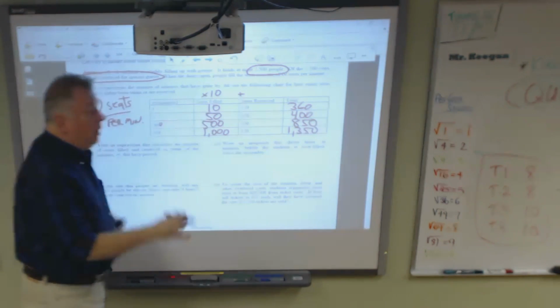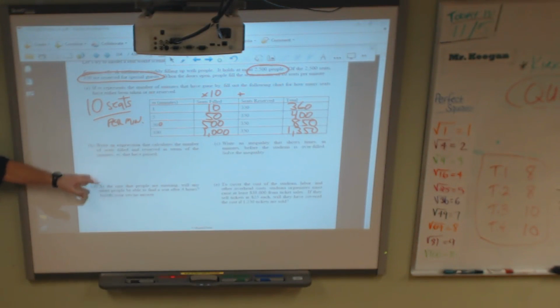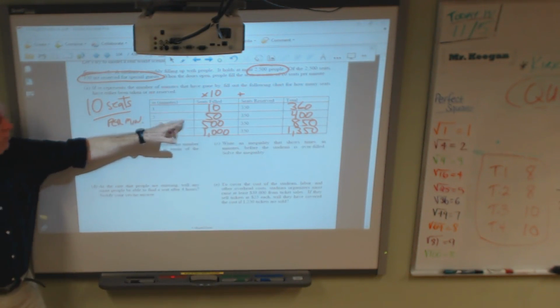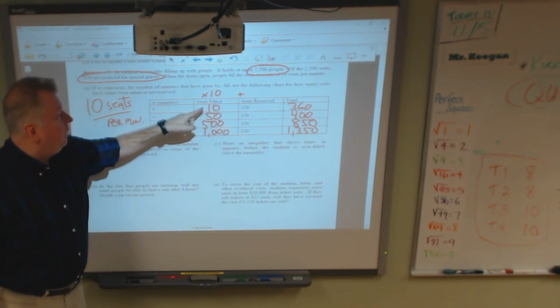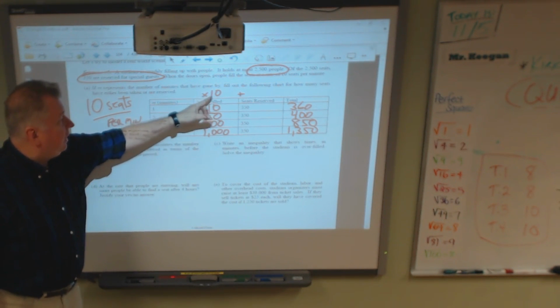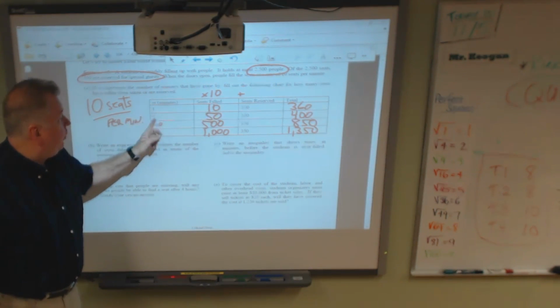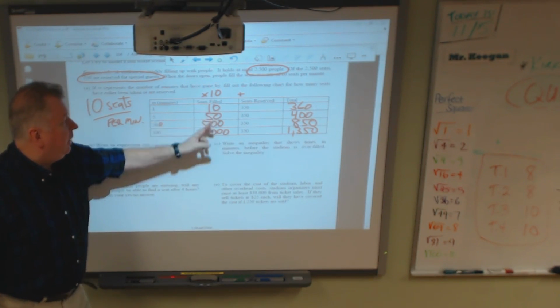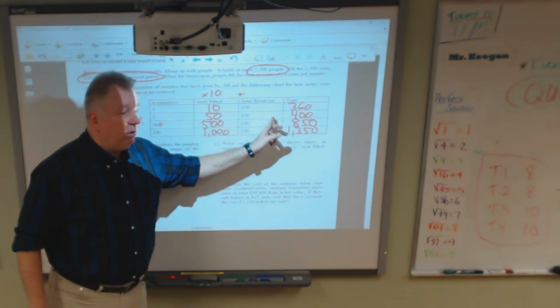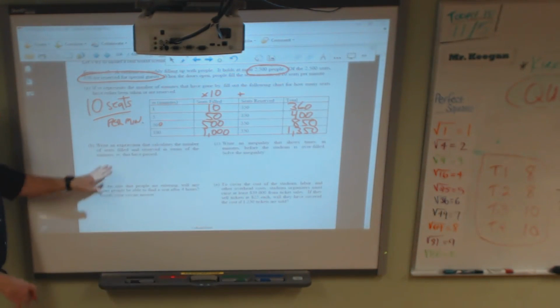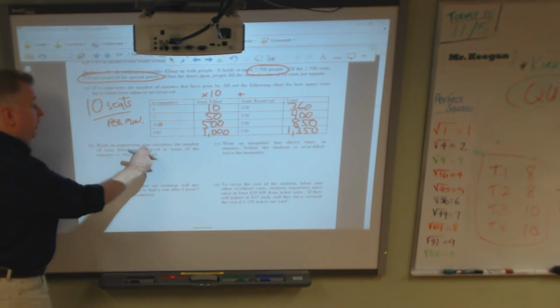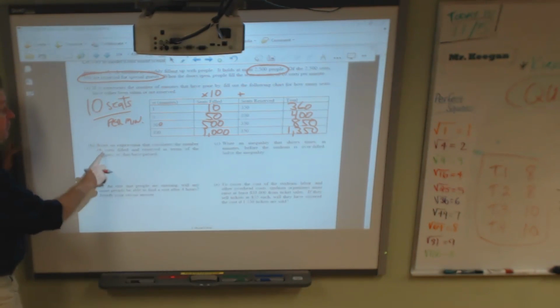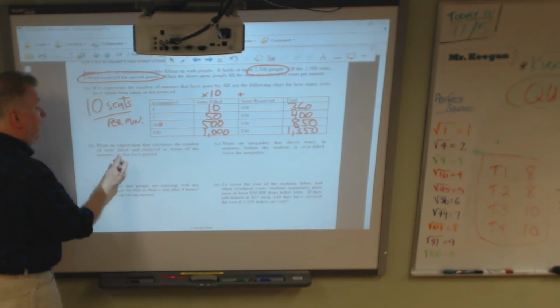Excellent. Before I go on, does everybody see how we filled this in? Where are we getting this from? Each minute, 10 people sit down, so you multiply the number of minutes times 10, and then you add the 350 because people can't sit there. Now it says write an expression that calculates the number of seats filled and reserved in terms of the minutes m.